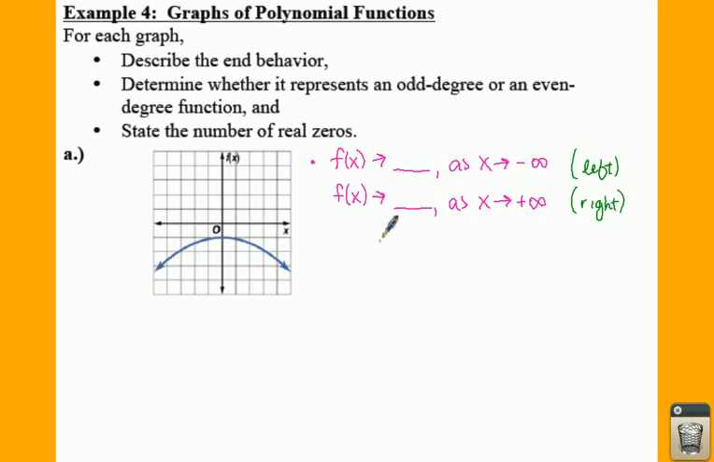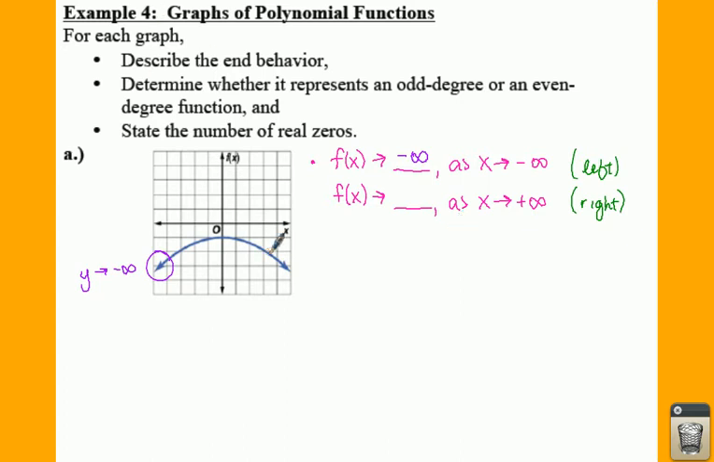Now, we need to look at the left side and the right side of your graph. So if you look at the left side, what is your y value doing? Well, this is pointing down, which means that your y is approaching negative infinity. So all you do is put negative infinity in for that blank.